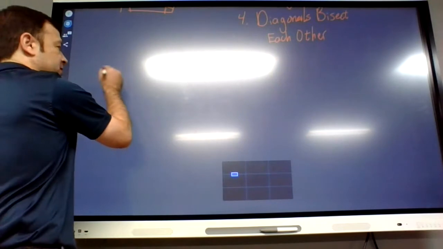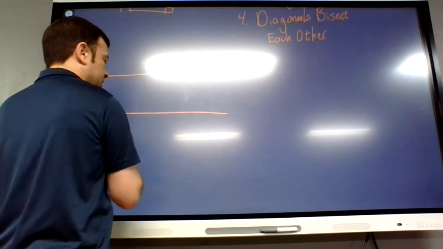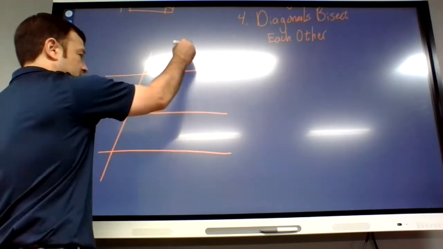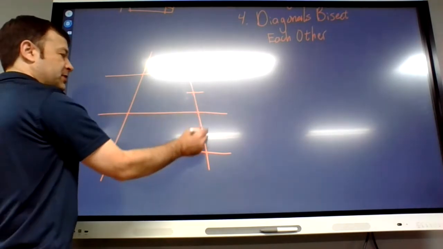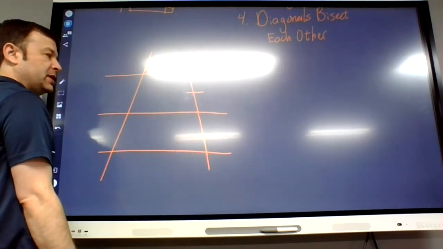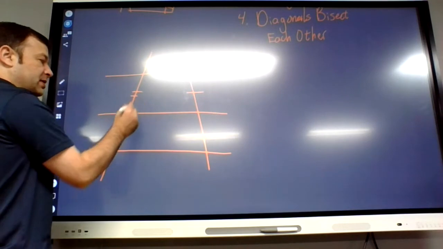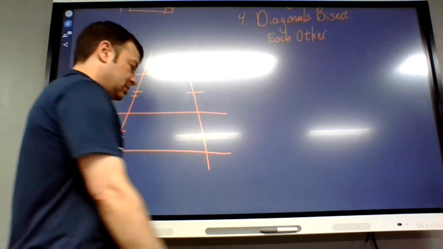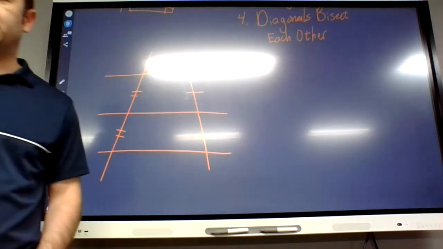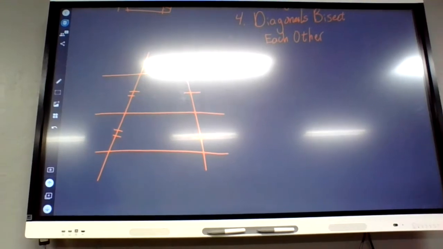Okay, one more thing. This is kind of a weird one, but if you have parallel lines and a couple transversals, if these segments are equal in length, then these segments are going to be equal in length. So, yeah, let's keep that in mind. We'll have to come back to it and talk about that one again tomorrow.